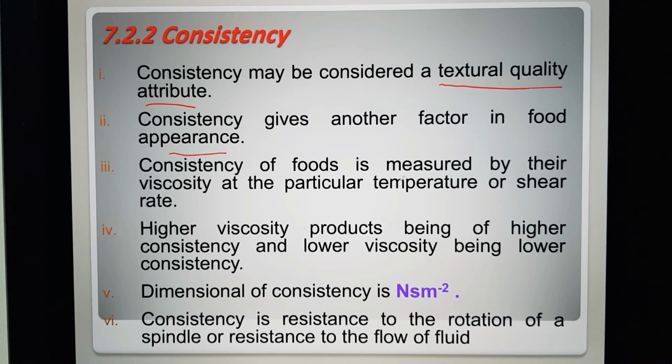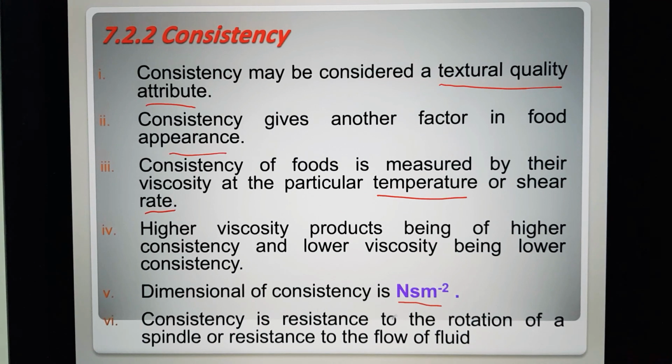Consistency of foods is basically measured by their viscosity at a certain temperature or shear rate. For example, when you maintain the temperature at 25 degrees Celsius but the shear rate is different, that will give a different value of consistency. Higher viscosity of products means higher consistency, and lower viscosity of fluid means lower consistency. The dimension of consistency is similar to viscosity, whereby the unit used for measuring consistency is Newton second per meter square.